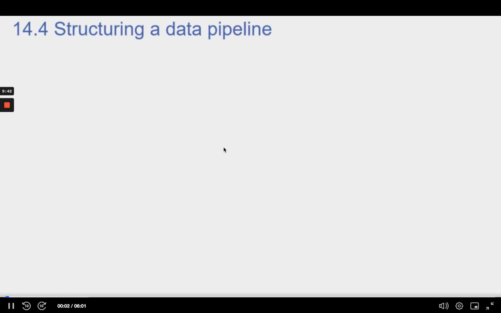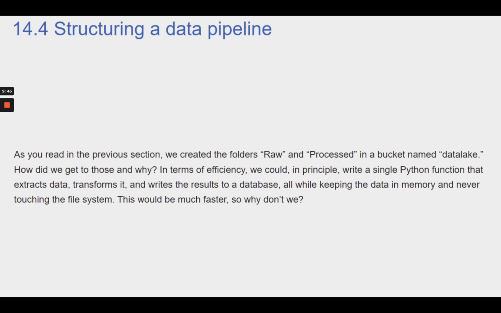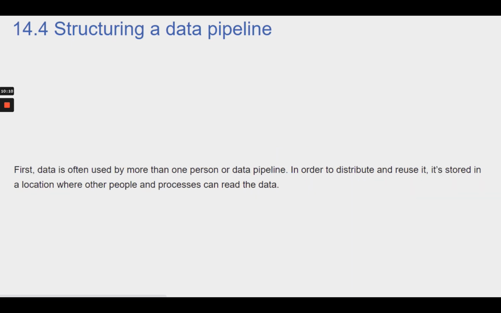Section 14.4, Structuring a Data Pipeline. As you read in the previous section, we created the folders raw and processed in a bucket named Data Lake. How did we get to those and why? In terms of efficiency, we could, in principle, write a single Python function that extracts data, transforms it, and writes the results to a database, all while keeping the data in memory and never touching the file system. This would be much faster, so why don't we?